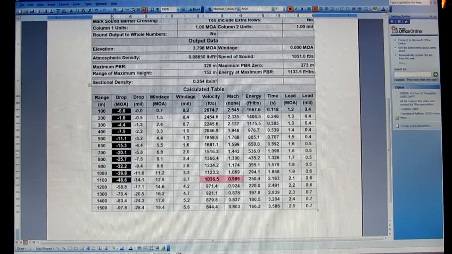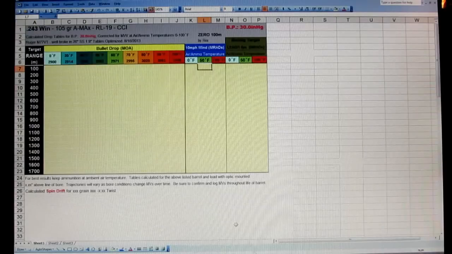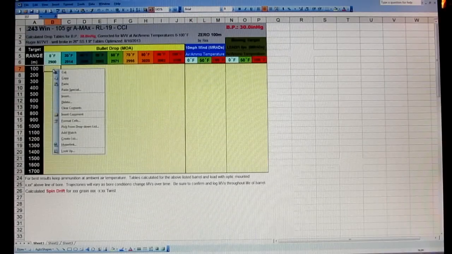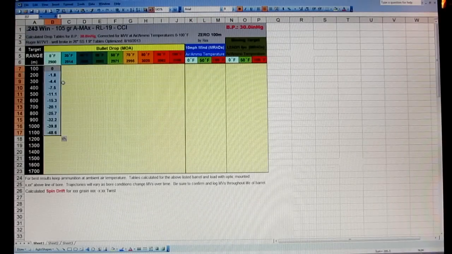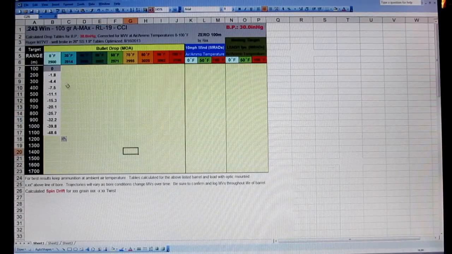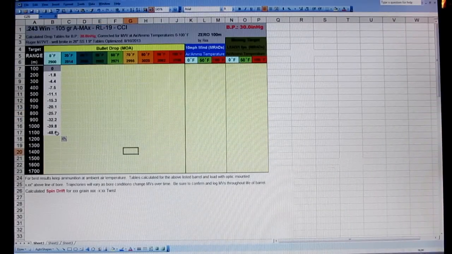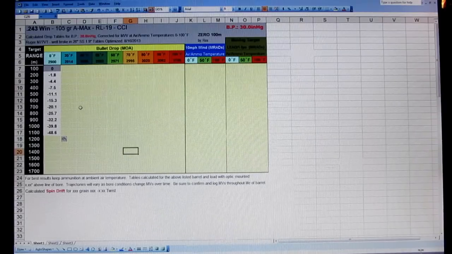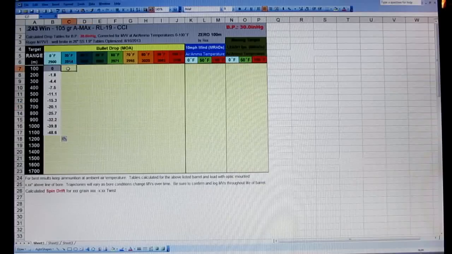So, what was our thing? Man, I'm tired. You got to forgive me. Okay, so I've got that copied, and then we're going to simply come over here, go in here, and hit the old paste button. Bam. There we go. There is our drop data for that temperature increment, okay? Next one we're going to do is 20 degrees.